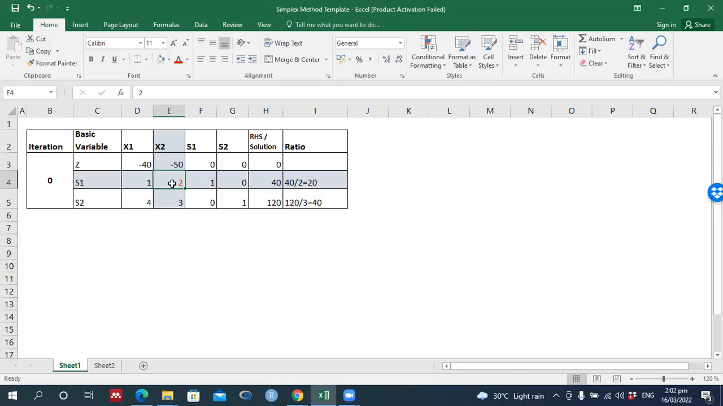I believe we all get it. Okay, so in our case, we'll say that our pivot element is 2. Our pivot element is 2. Please, any question up to this point?